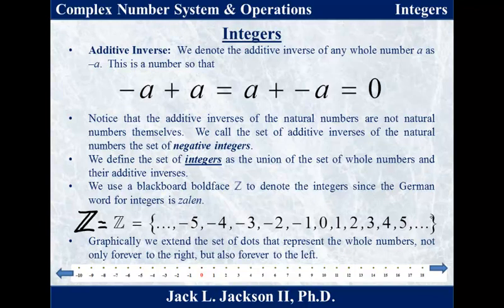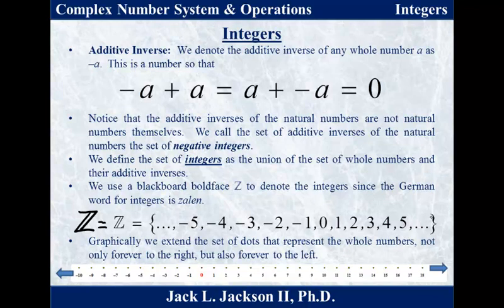So here is the set of integers. Not only is it 1, 2, 3, 4, 5, 6, 7, 8 forever, and 0, it's also negative 1, negative 2, negative 3, negative 4, negative 5 forever. So when we put this on a number line, it's still evenly spaced dots in a line, but now it goes not only to the right forever, but also to the left forever.